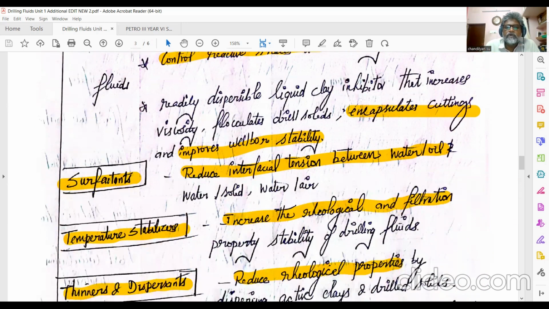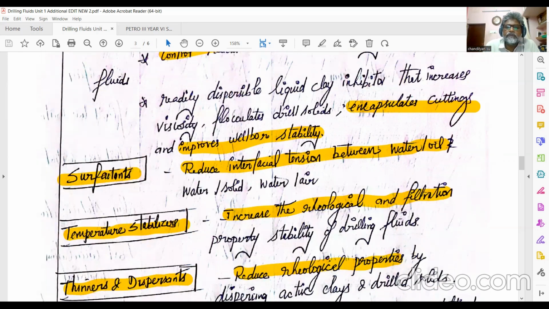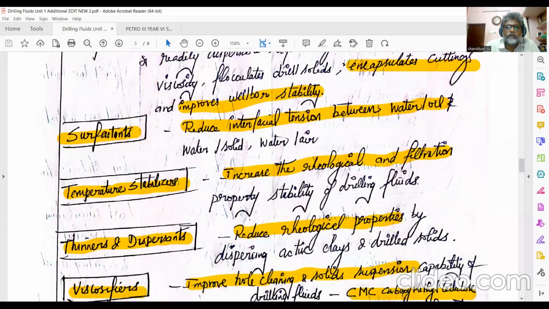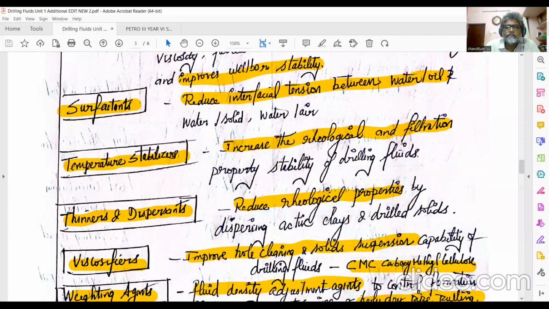Surfactants. Surfactants are soap solutions, which are for reducing the interfacial tension between water and oil. Temperature stabilizers are chemicals added to increase the rheology and the filtration property to enhance the wellbore stability. Rheology is viscosity with respect to time, the change of viscosity or deformation with respect to time. So stabilizers which are added to keep the viscosity and temperature under control are called temperature and viscosity stabilizers.